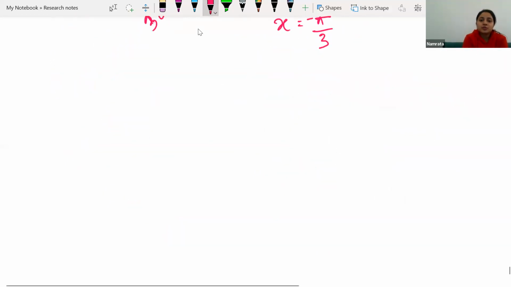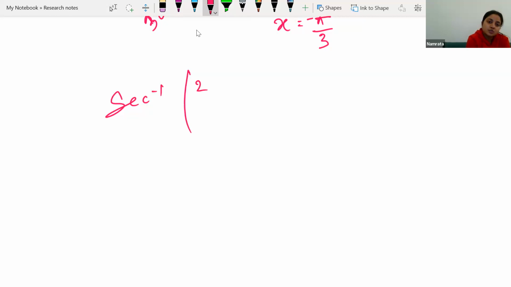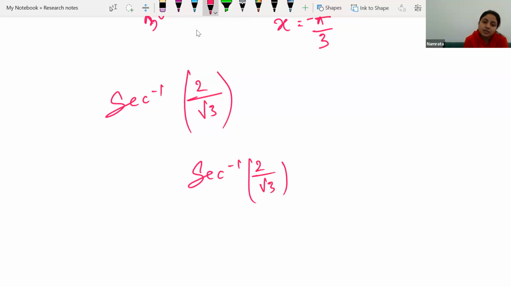Okay, let's do a few more questions. Very basic question. Sec inverse 2 by root 3. So let's assume sec inverse 2 by root 3 is equal to x. So sec x is equal to 2 by root 3.